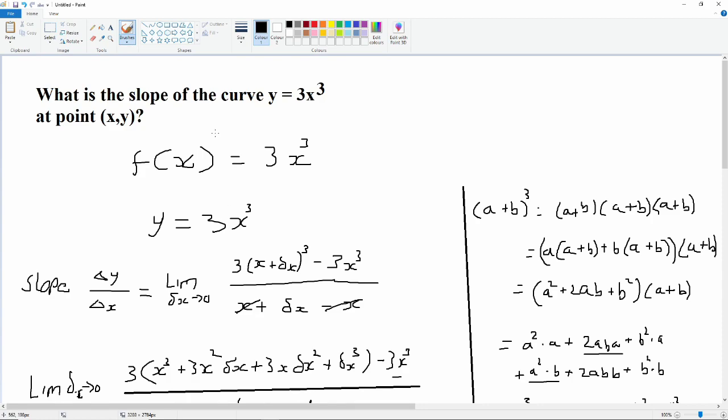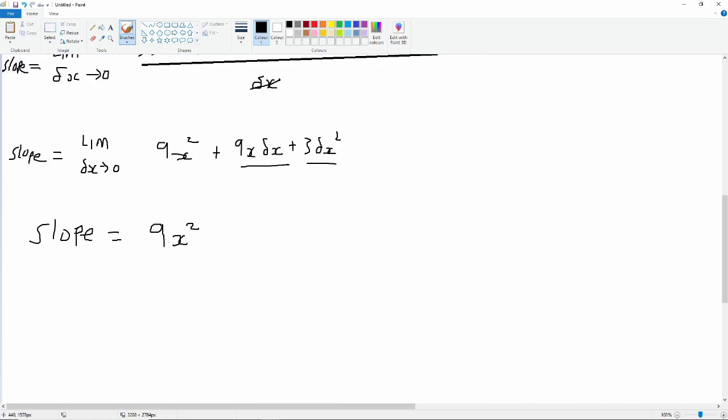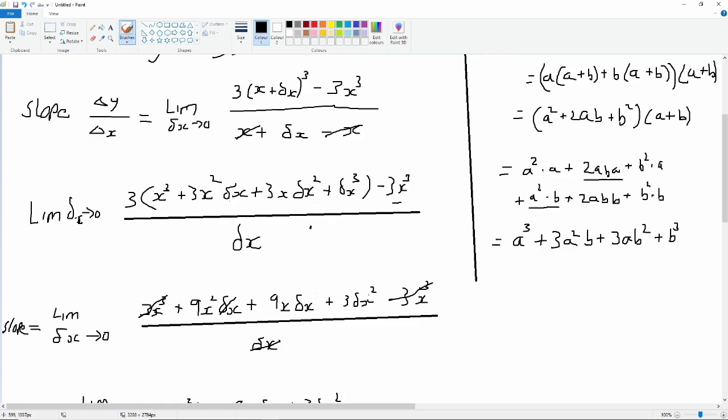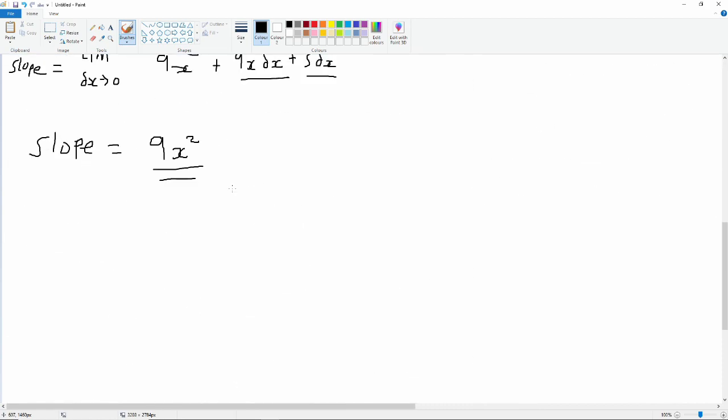So what is the slope of the curve y equals 3x cubed at point x comma y? Well, the answer is 9x squared. So our g of x, such that f of x is 3x cubed, g of x will give us the slope. Our g of x would be 9x squared.